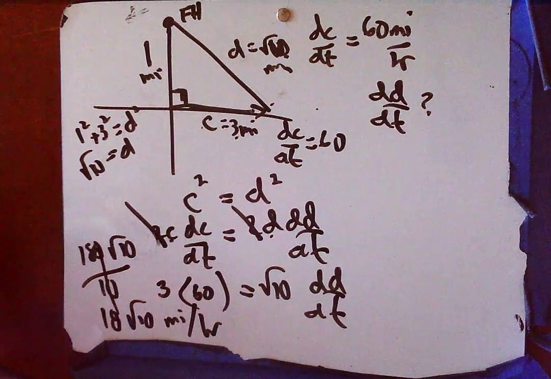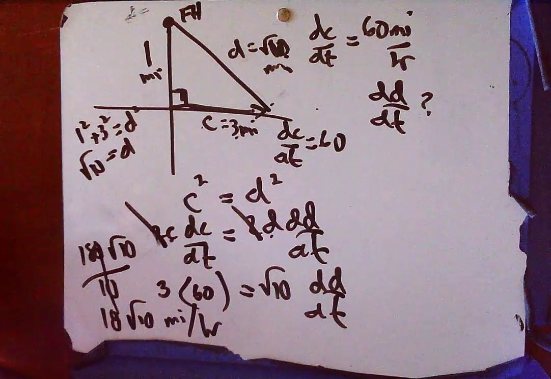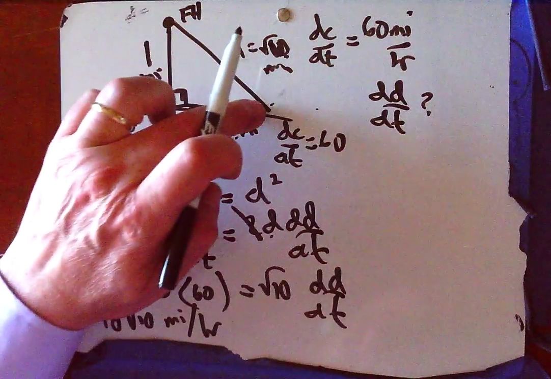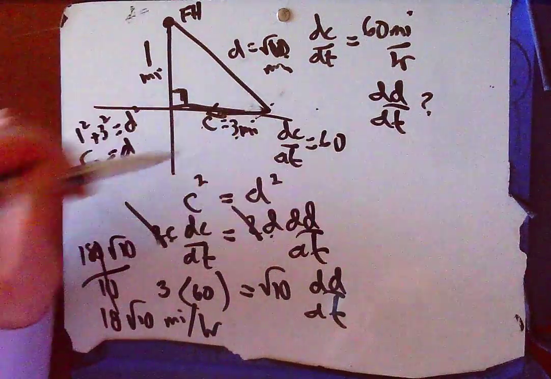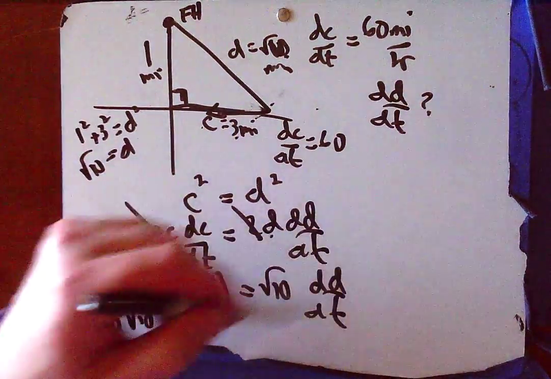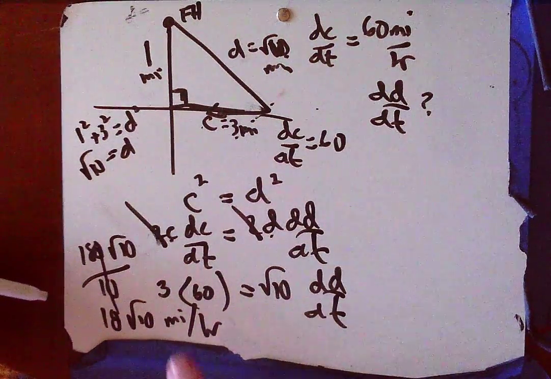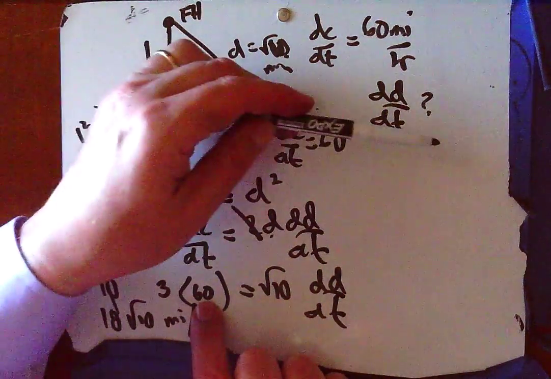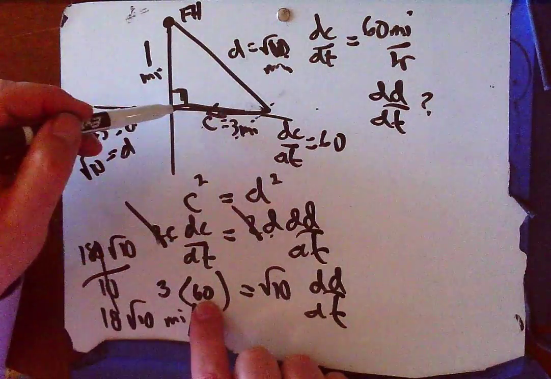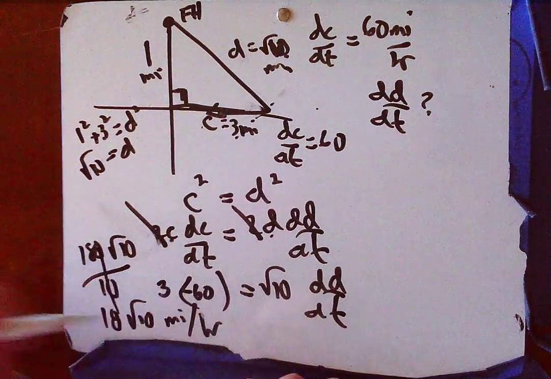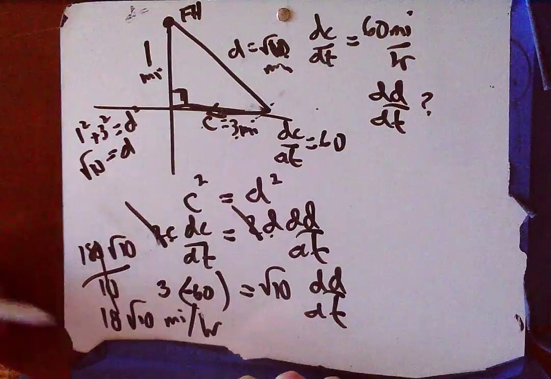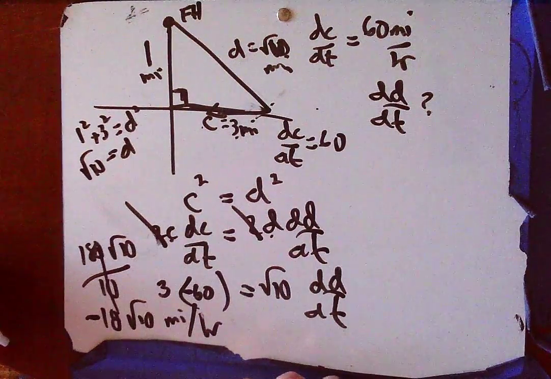B. How fast is the distance between them changing when the car is 3 miles east of the intersection heading west? So now the car is headed this way. And what does that change in all of this? Well, instead of a positive 60, because we were moving away from the intersection, I'm going to have a negative 60 because I'm moving towards the intersection. Does anything else change? No, just that.